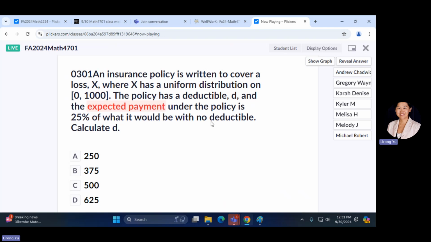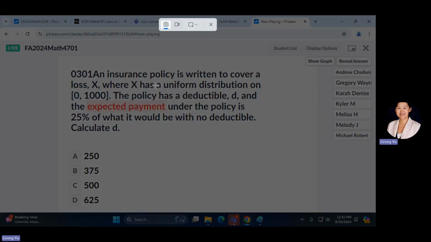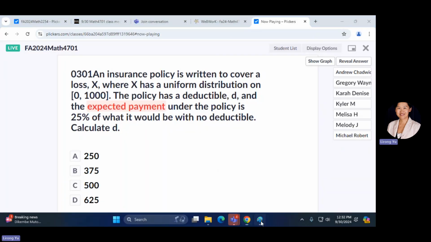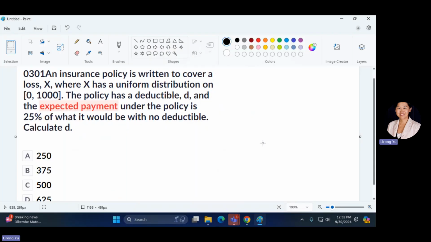So it's actually 25% of the original payment. I already made a copy of it over here. Basically, we're looking at how to set up a representation, how to turn the verbal description of the situation into a mathematical calculation, something to which we can apply our formula.